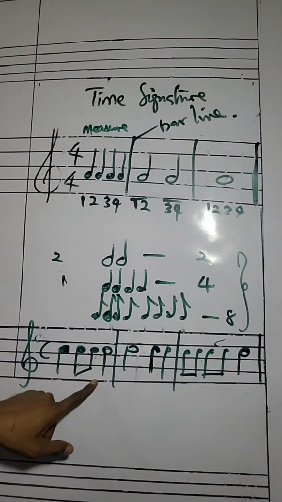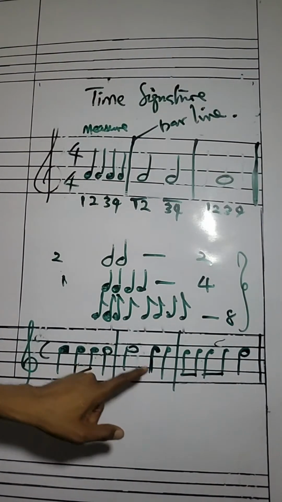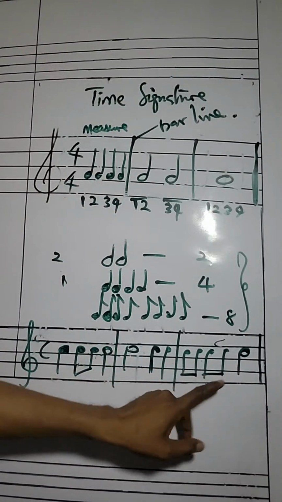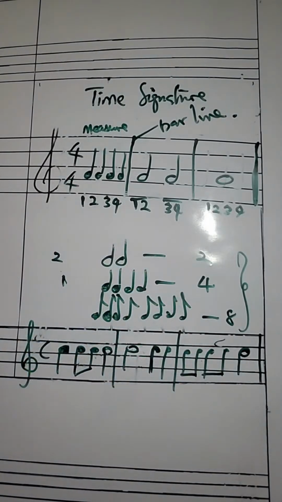Pam pam pam pam pam pam pam pam pam pam pam pam. So you have ta ta ta ta ta ta ta ta. So you have 4 counts in each of the bars. Ta ta ta ta ta ta ta ta.